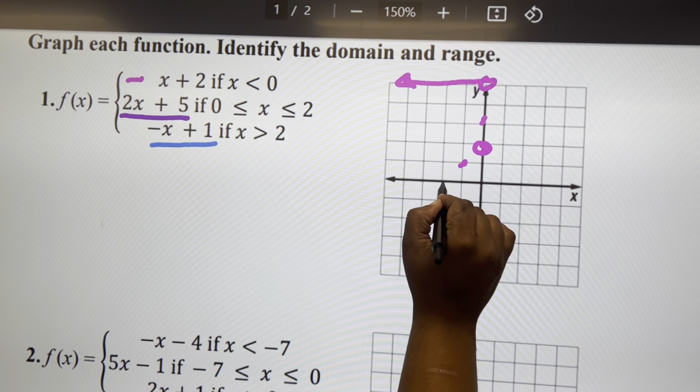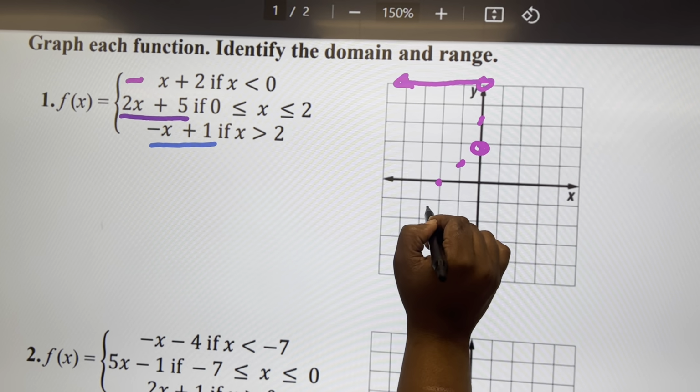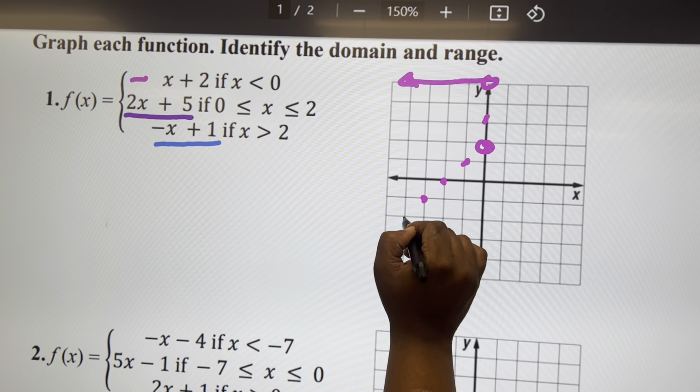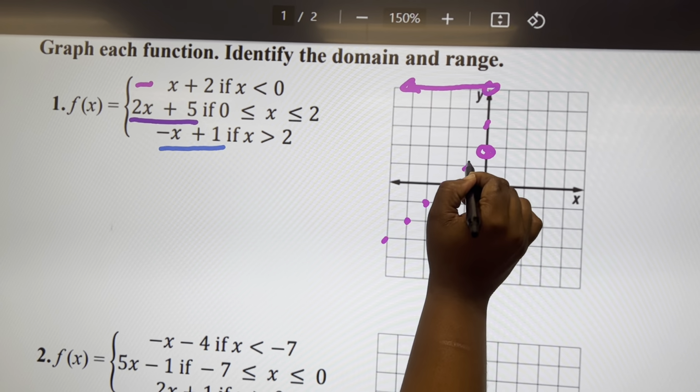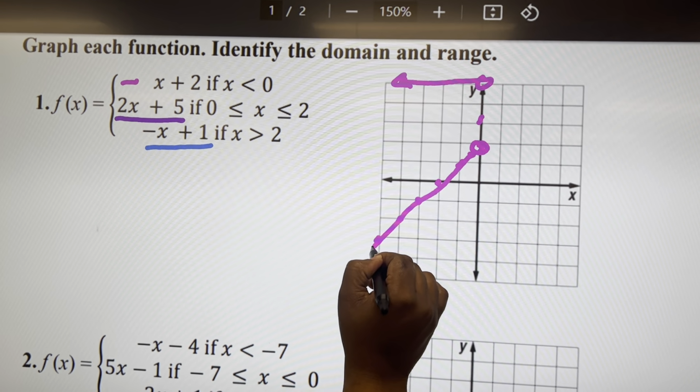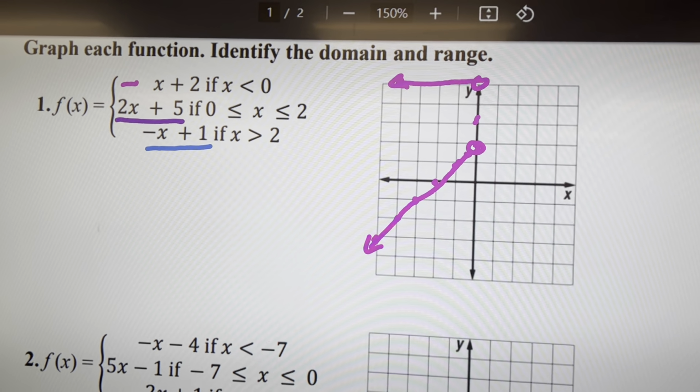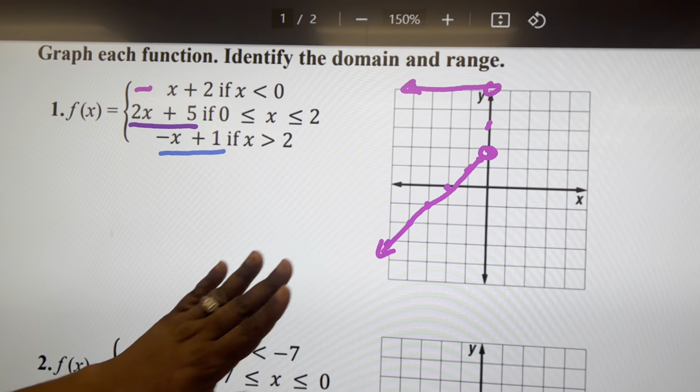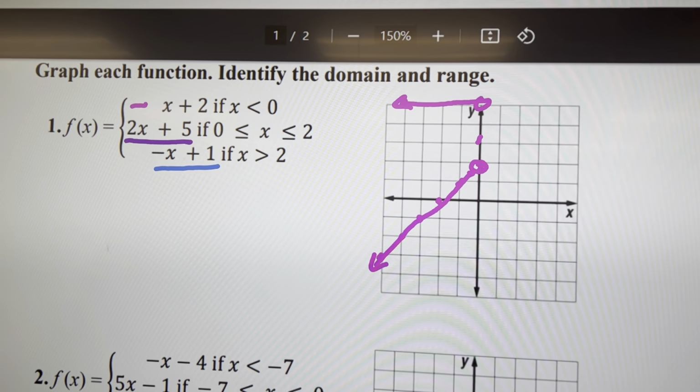Down 1, left 1. Down 1, left 1. Down 1, left 1. I can go ahead and connect that line and draw it. And that's not the best line, but we get the idea. So that's where my pink line is going to be graphed.